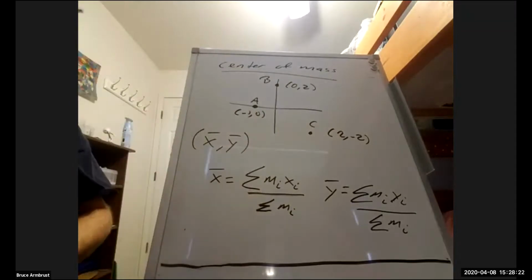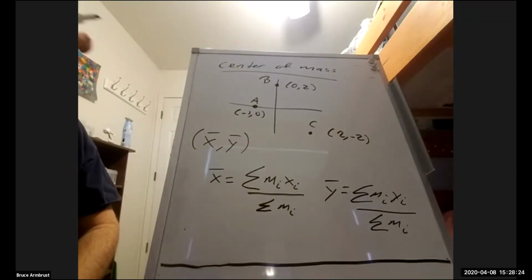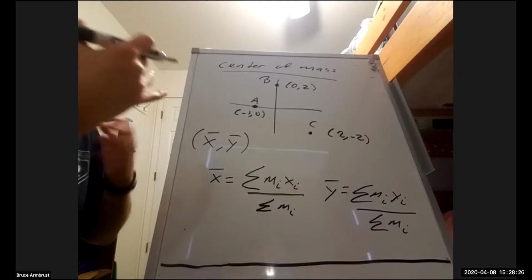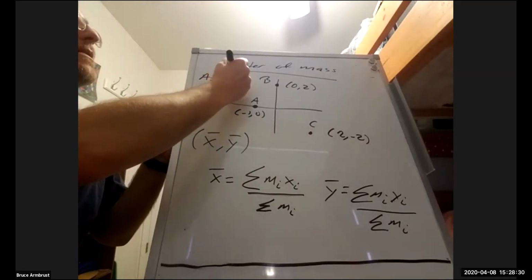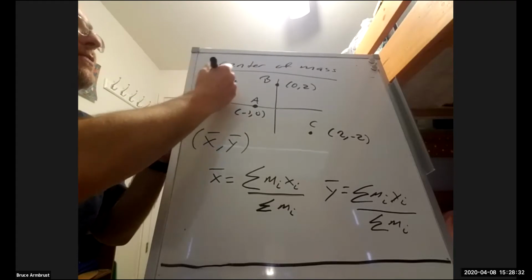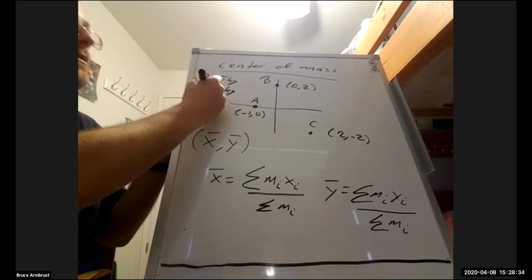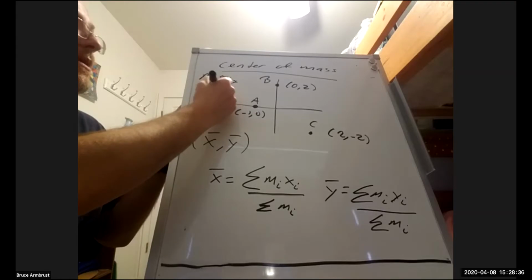Okay, so there are 3 masses, and let's actually give them some mass. Let's say that A is 5 kilograms, B is 1 kilogram, and C is 3 kilograms.